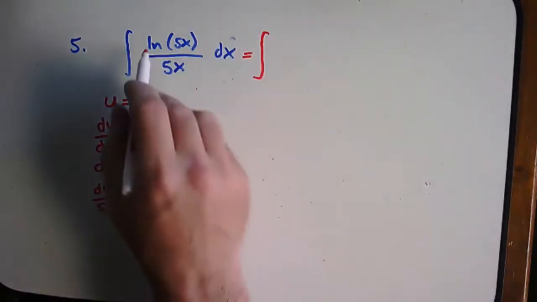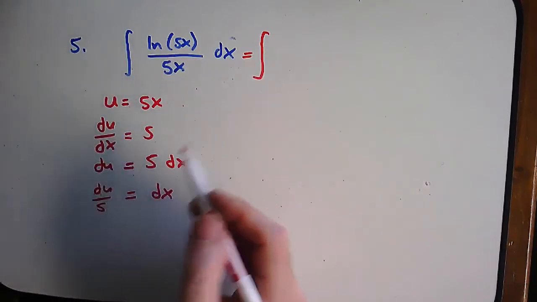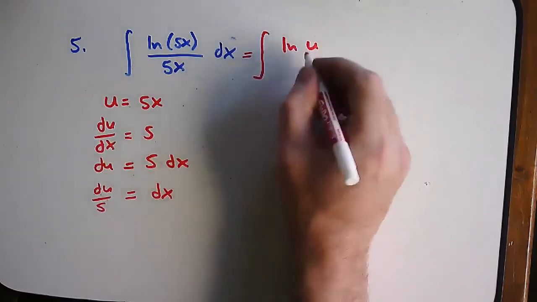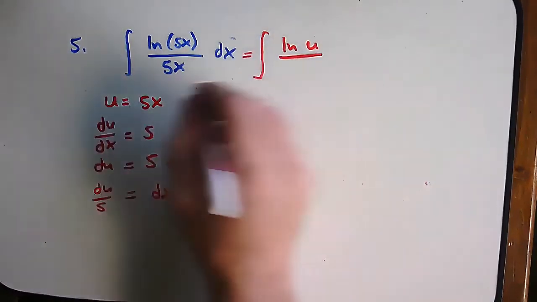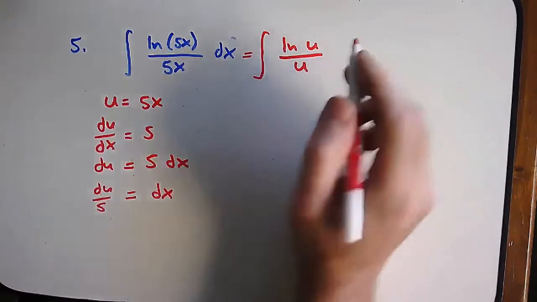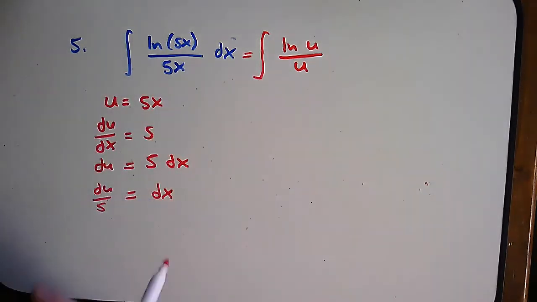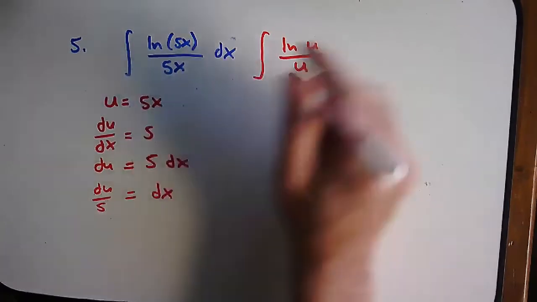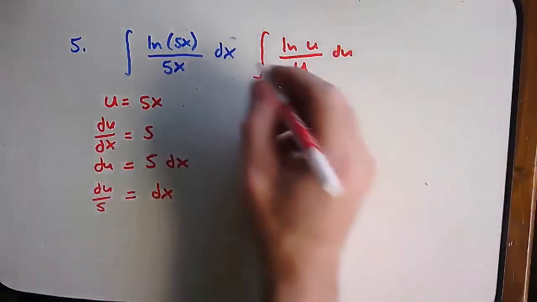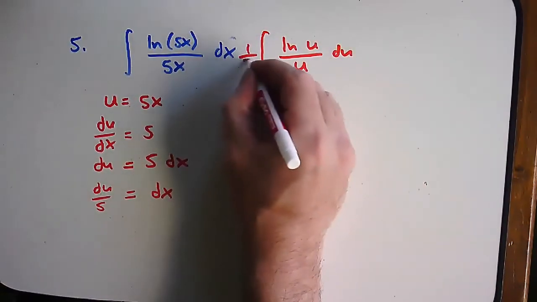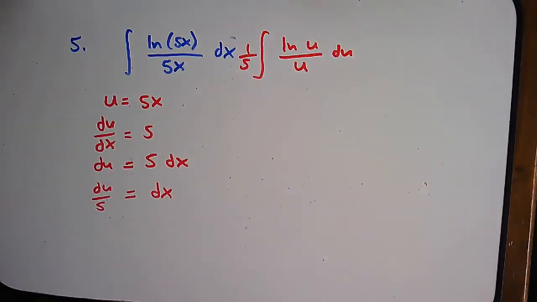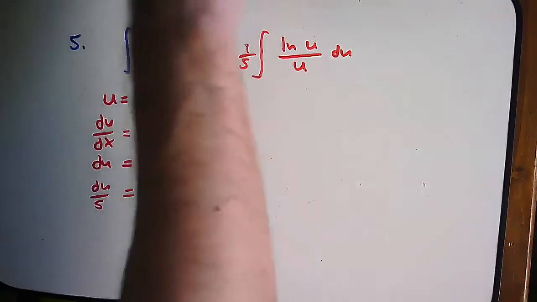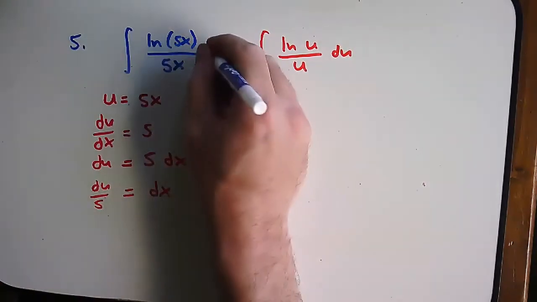What would that give us? Natural log of u, so we'd have ln u over u, times dx, and dx is du over 5. So I'm going to make a little bit of room here. I'm going to put my du inside the integral and my 1 over 5 outside the integral. Anytime I have a constant multiple, I'm typically going to do that.